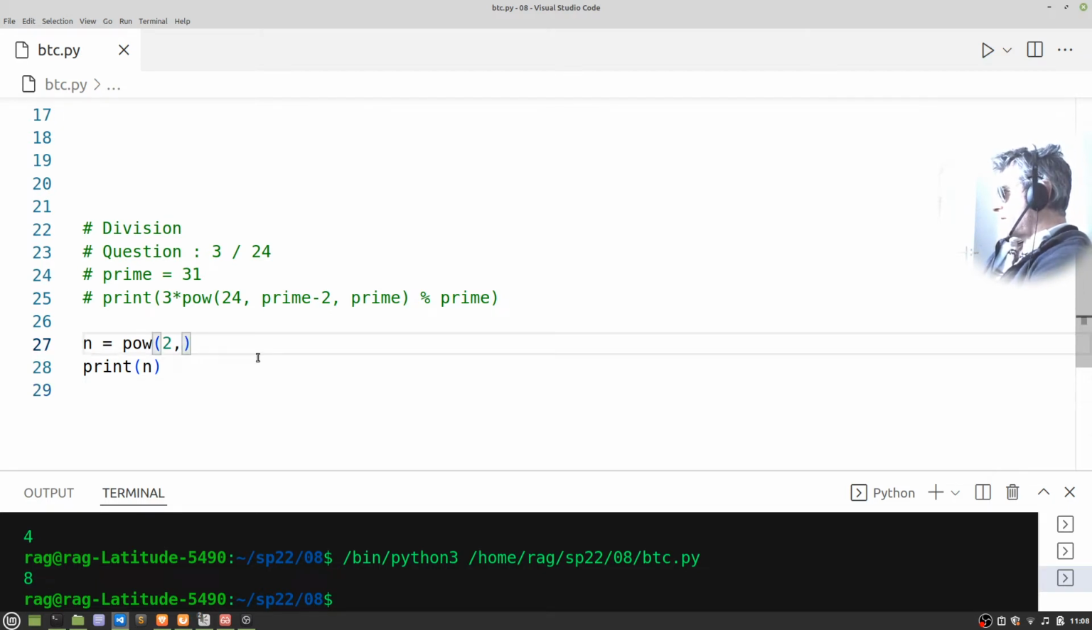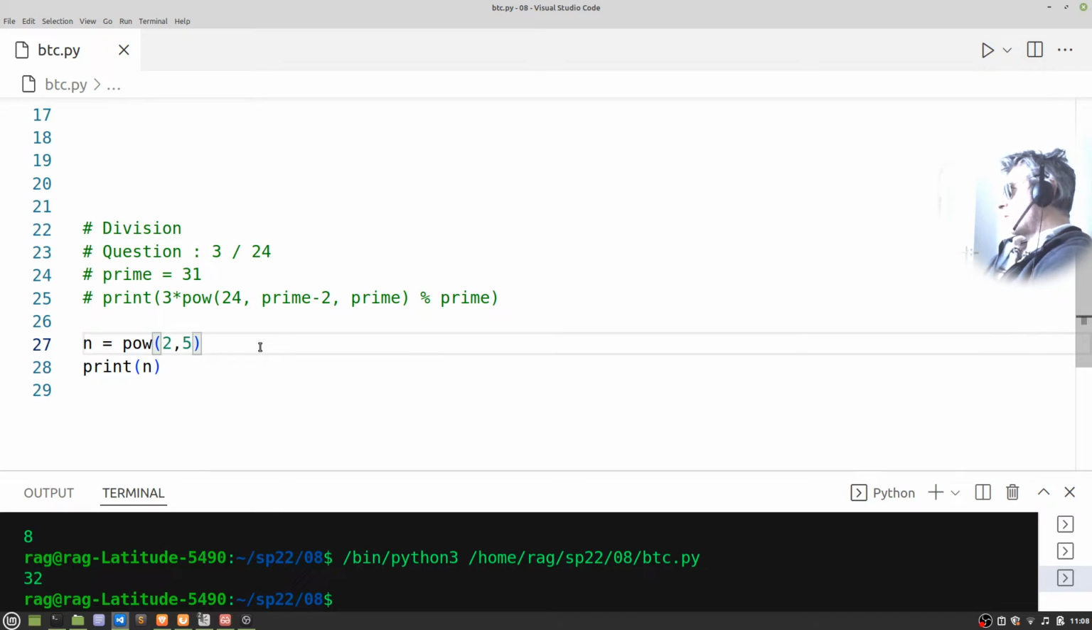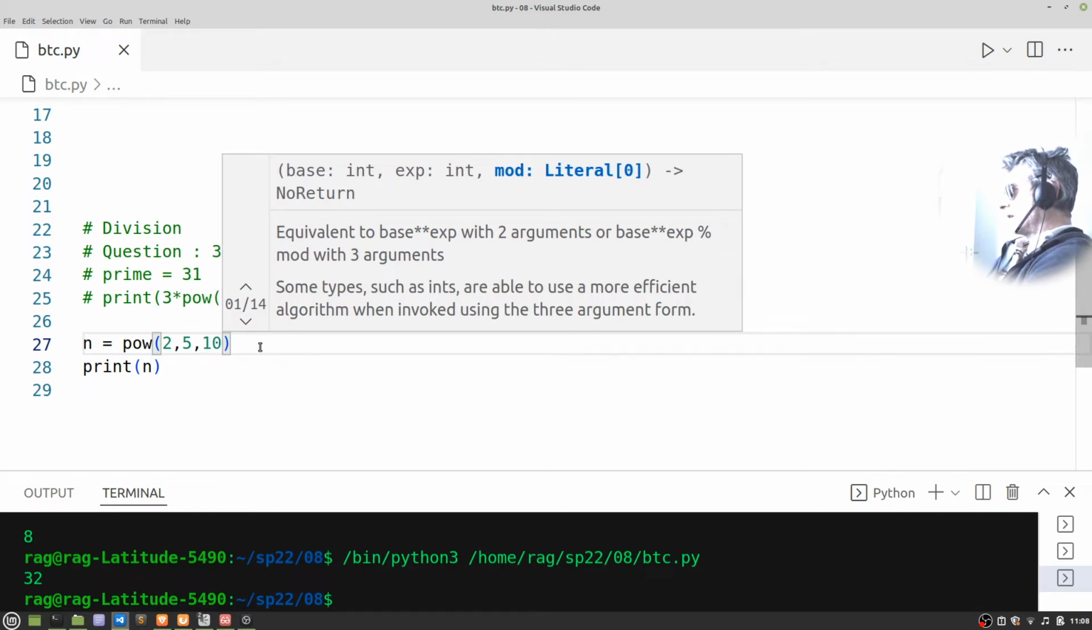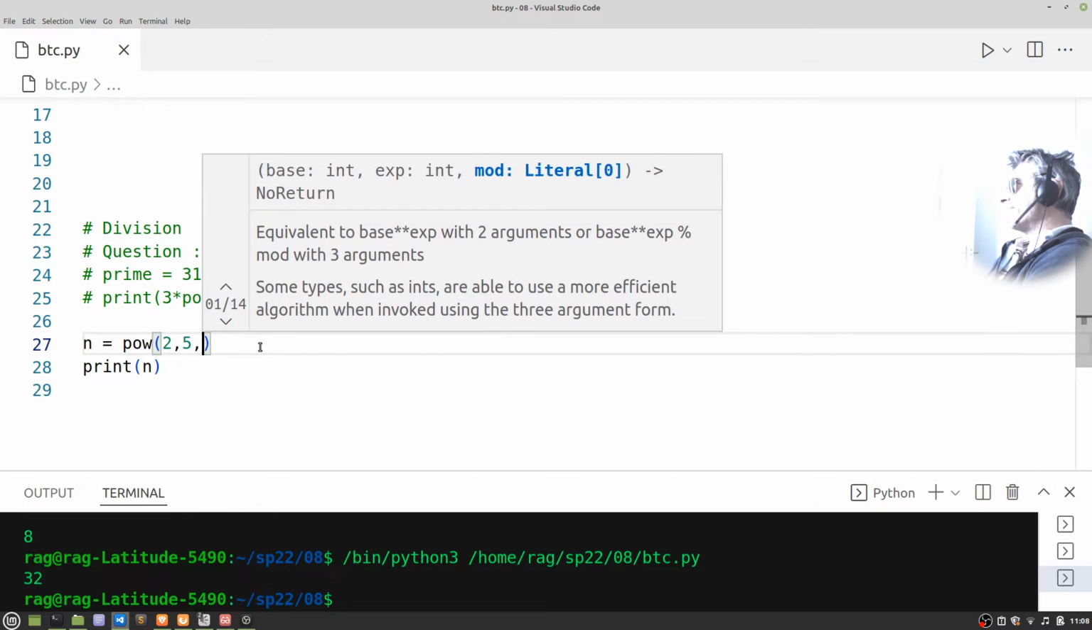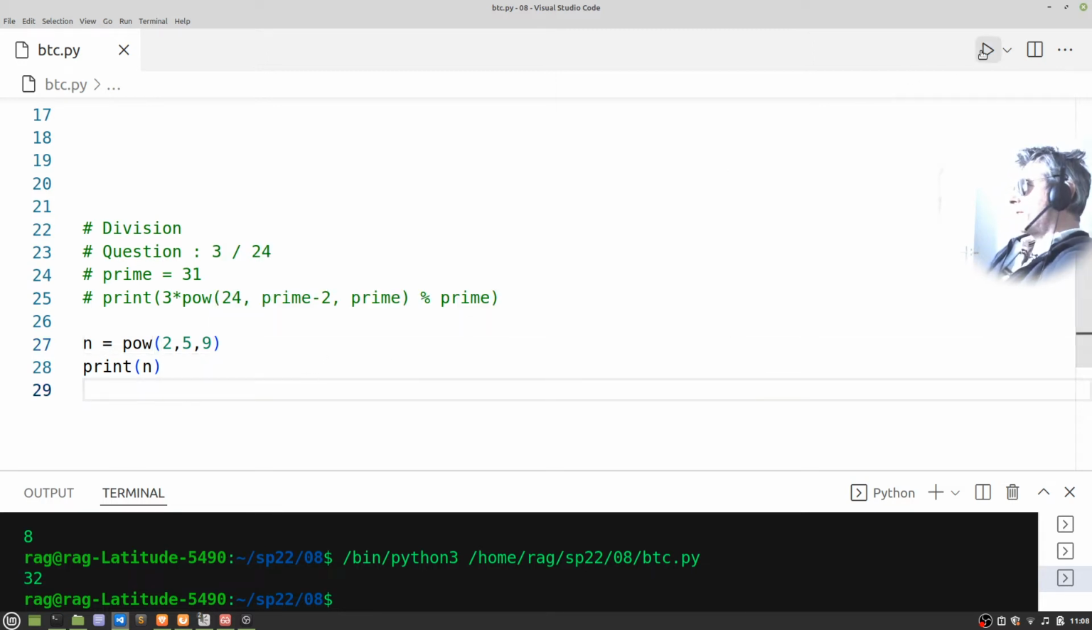So let's do it to 5. And that should give us 32. Yeah. So then what we could do with the POW, the power operator in Python, is put in a prime number, the modulo operator. So let's put in 9. So 3 9s are 27, so that should give us a remainder of 5. So there we go. Okay, so that's a very basic example.